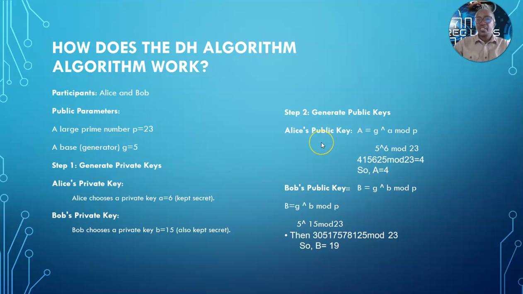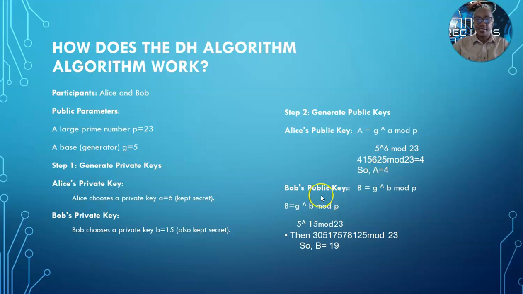In the second step, they both generate the public keys. So Aris will generate her own public key, and Bob will generate his own public key. The public key is generated in this scenario: you have the generator, you raise it to the power of Aris's private key, mod P. So you say 5 power 6 mod 23. So you get that value, mod 23. So it means that the public key of Aris is 4.